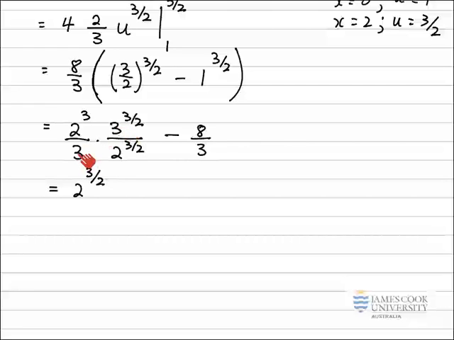Let's look at the 3's. We keep the base, subtract the indices. The indices, we've got 1.5 here, minus 1, which just gives us a half, so 3 to the power of 1/2. Minus 8/3, which again we'll just leave as 8/3 for now.